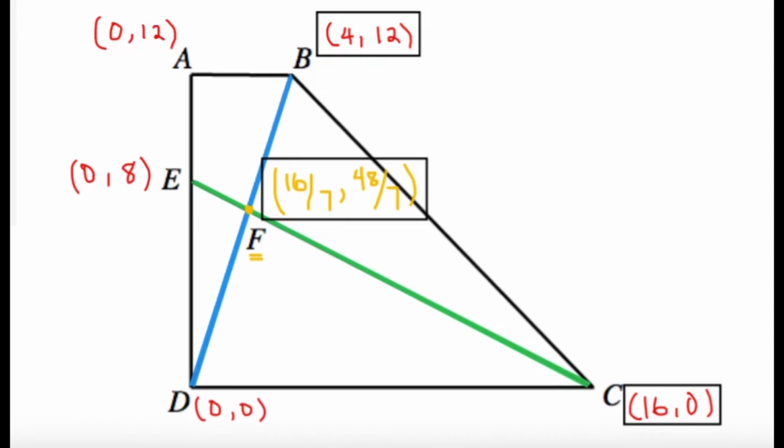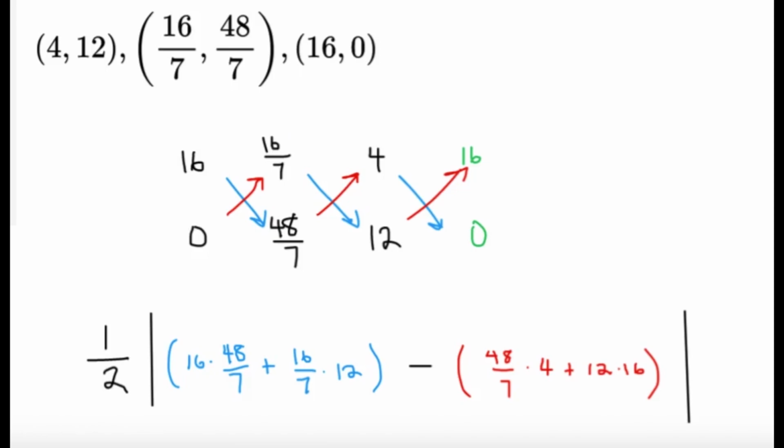Now going back to the question, we're asked to get the area of triangle BCF. Since we have points in the Cartesian plane, and now we have all the vertices of the triangle BCF, we can use the shoelace method to help us get the area. So let's take those 3 points and use the shoelace method.